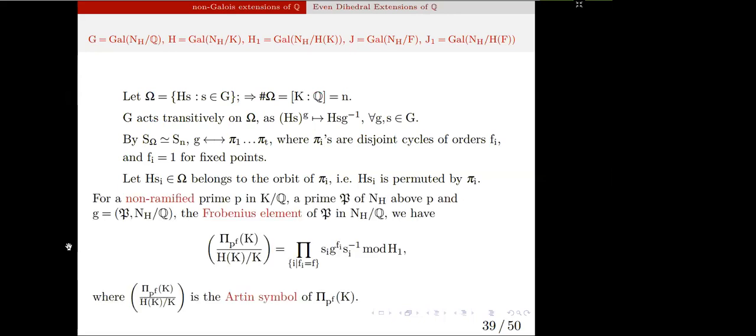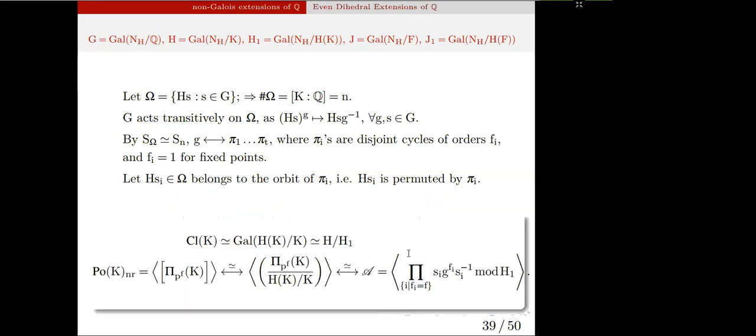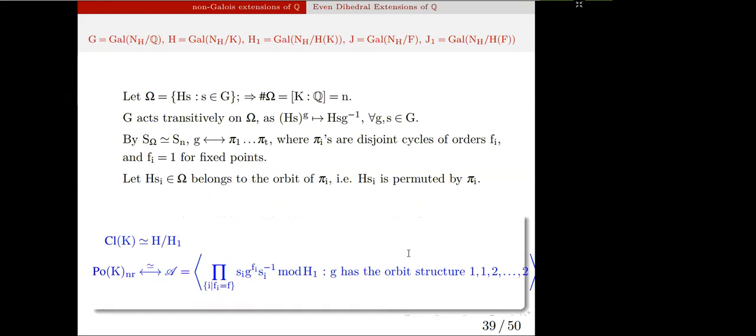So let P be a non-ramified prime in K, let β be a prime of N_H above P, and let G be the Frobenius element of P in the extension N_H over Q. One can show, and this result is again due to Zantema and was reformulated recently by Chabert, that we have this equality, where the notation (π_{P,f}(K), HK/K) denotes the Artin symbol of the Ostrowski ideal π_{P,f}(K). Using Artin reciprocity, we can find this one-to-one correspondence, and more generally we have found this correspondence.